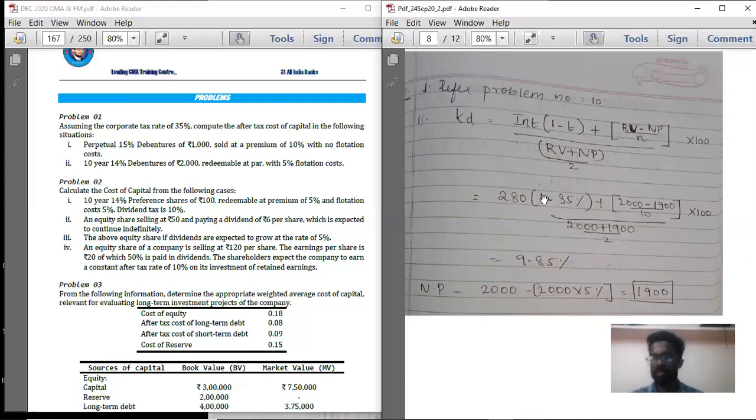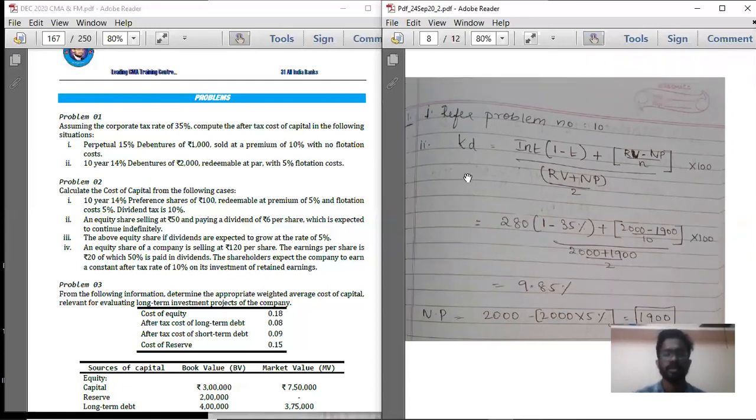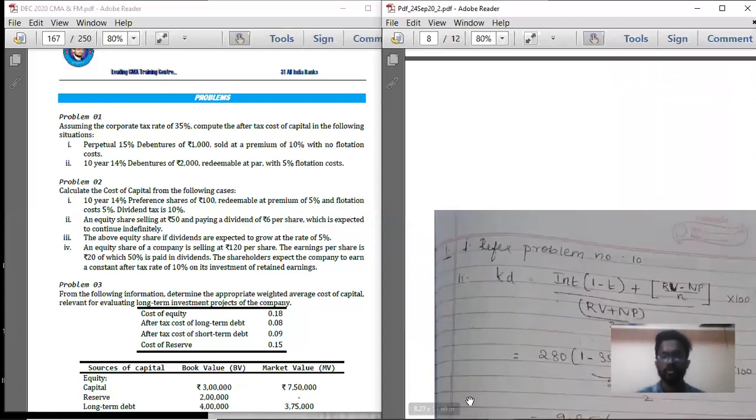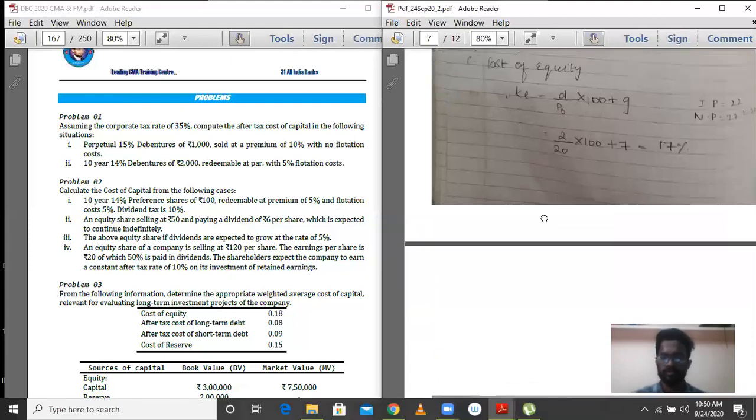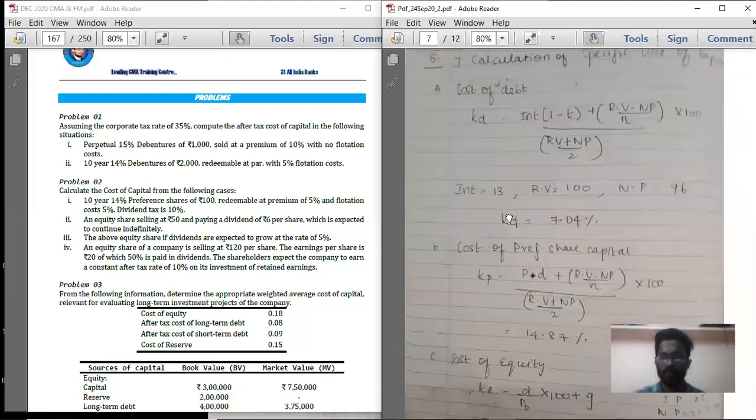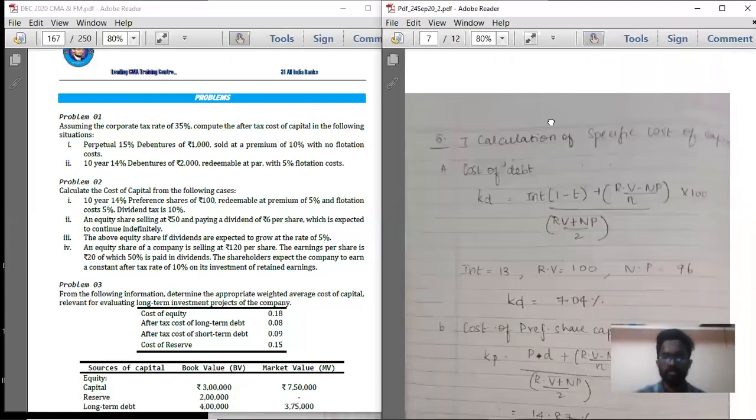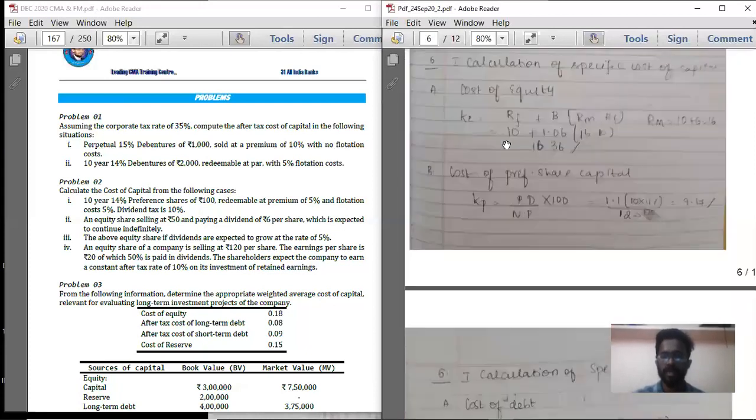Is equal to 9.85%. That is case 2. We have found case 1 value and case 2 value. That is problem number 1. Both are after tax cost of debt. So with that, we have finished problem number 1. So now moving on to the next problem, that is problem number 5.